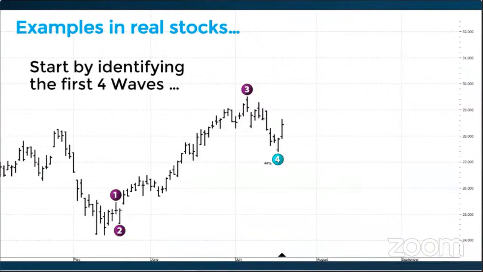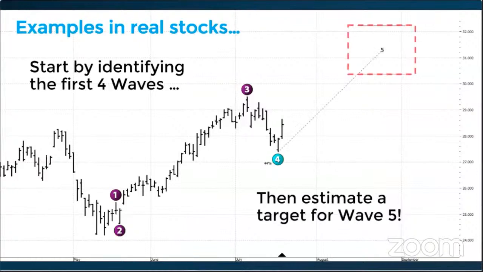If we had identified the first 4 waves, don't you think it makes common sense that we could have a pretty good idea where that wave 5 is going to go? Part of the predictive power of Elliott wave. Estimating a target for the wave 5 is done not just by picking some point out into the future. You may have heard of Fibonacci ratios or Fibonacci numbers. A lot of people look at those.